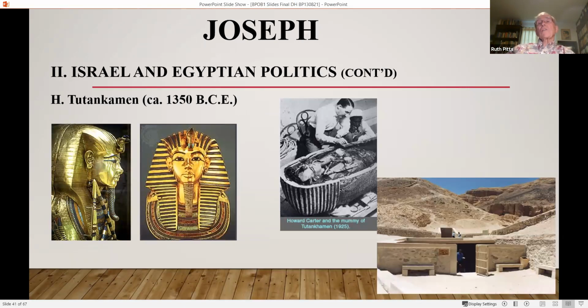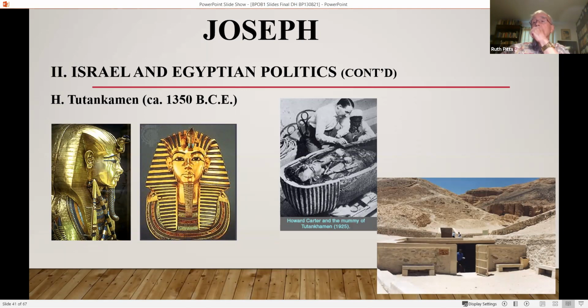Israel and Egyptian politics. Well, of course, Tutankhamun is one of the more famous characters in Egyptian history. This is a picture of Howard Carter, who discovered this place, and working through all of the finds of Tutankhamun, which is just absolutely spectacular. He was really a minor pharaoh, but they pulled together for his early burial a huge treasure trove of materials, which is in the Cairo Museum now, and which goes on tour from time to time.